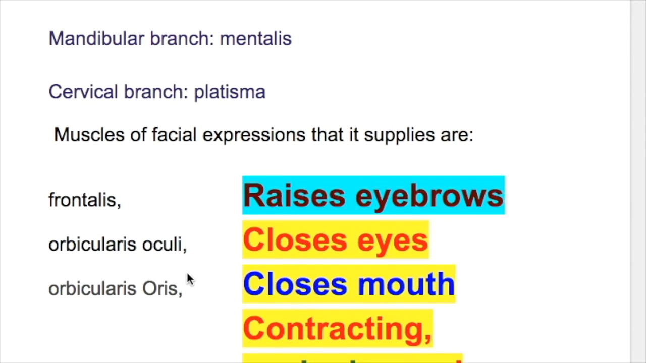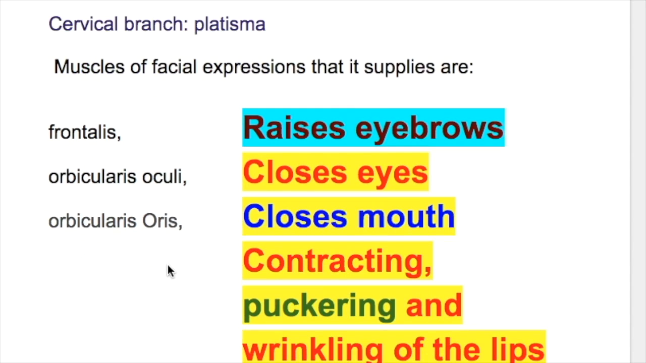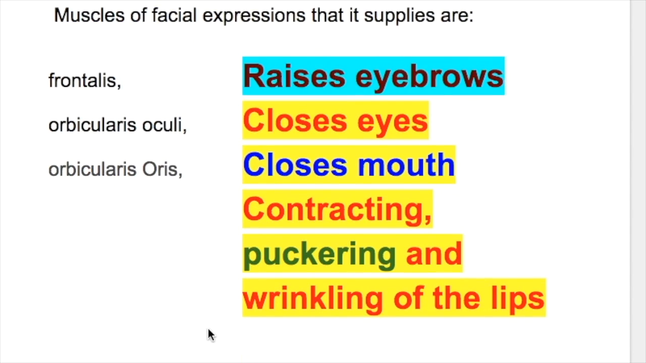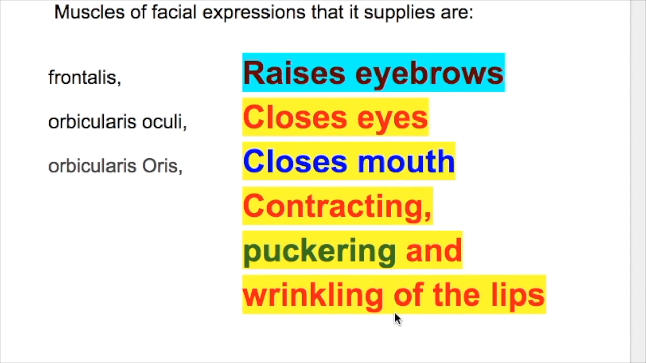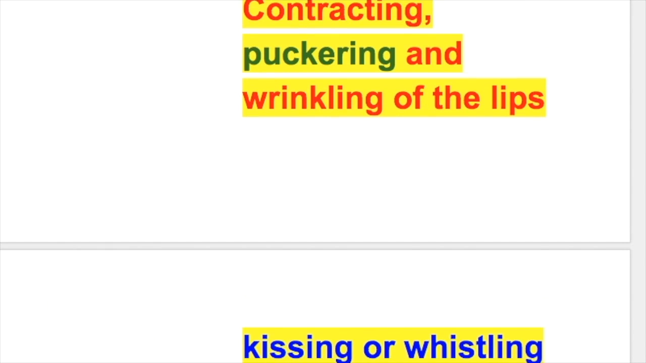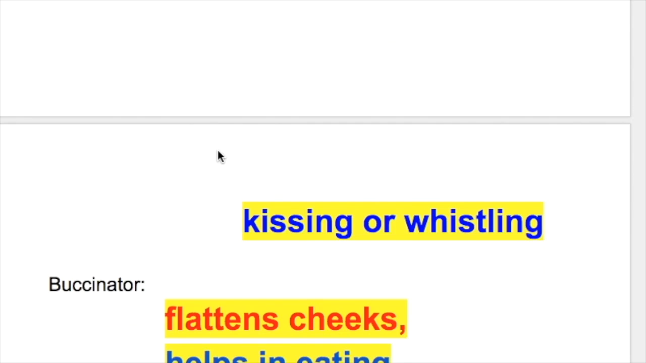and mentalis. So what are the functions of these muscles of facial expression? Frontalis raises the eyebrow, orbicularis oculi closes the eyes, orbicularis oris closes the mouth, contracting, puckering, and wrinkling of the lips, kissing or whistling. So orbicularis oris closes the mouth and is used in whistling and closing the lips.